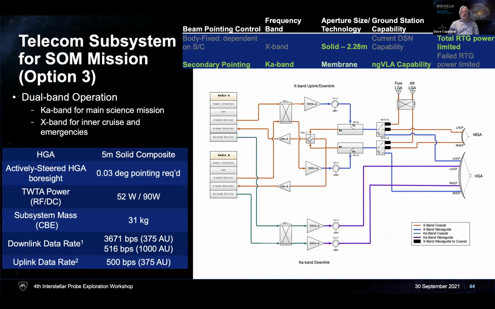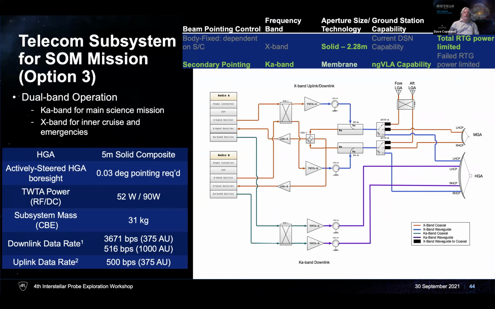So this is what something like that would look like. This is now a dual band X/Ka system. You can see the tracking through that trade space again. We know we're going to have to do secondary pointing. We're going to have to add that component now to the spacecraft, where the telecom subsystem is more actively pointing that beam towards Earth than what we can get out of just the spacecraft attitude control.